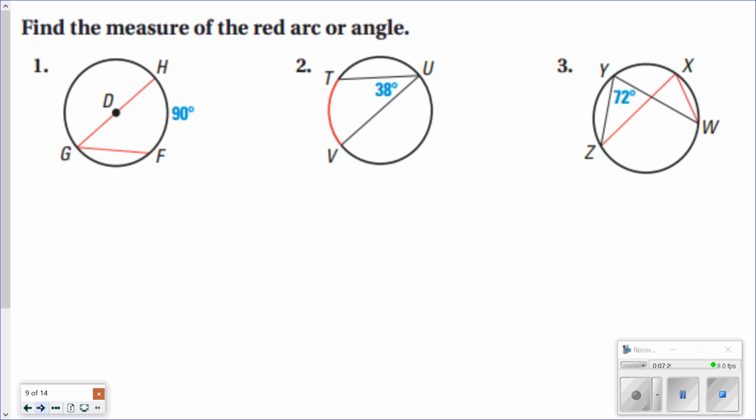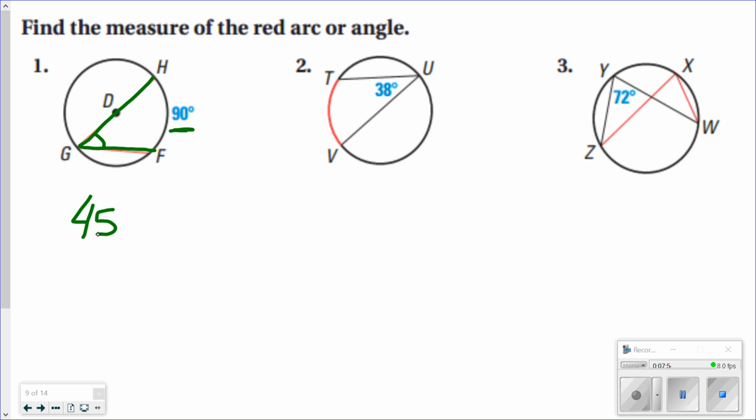Find the measures of the red arcs or angle. All right, so for number one, we are looking for this angle measure here. What we see is that the arc measure is 90. So what would be the measure of angle HGF? Well, it would be half of 90, so it would be 45.